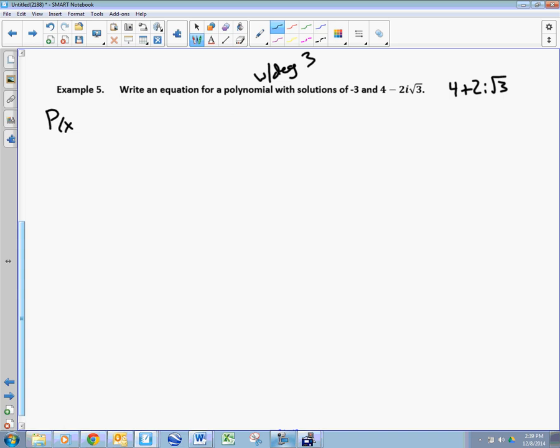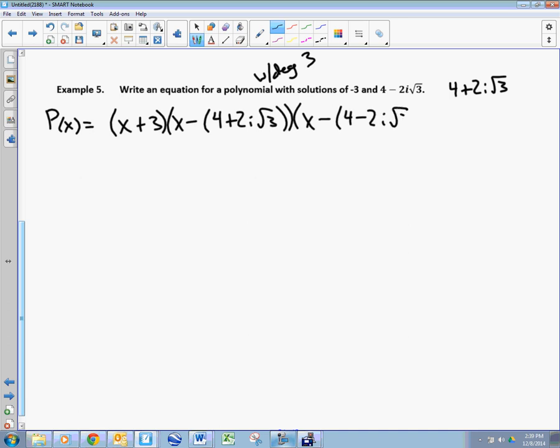So therefore, my polynomial will be x plus 3 times x minus the quantity 4 plus 2i roots of 3 and x minus the quantity 4 minus 2i roots of 3.